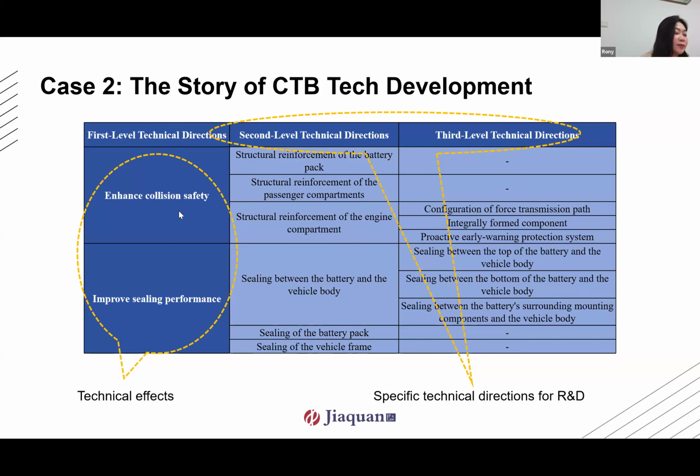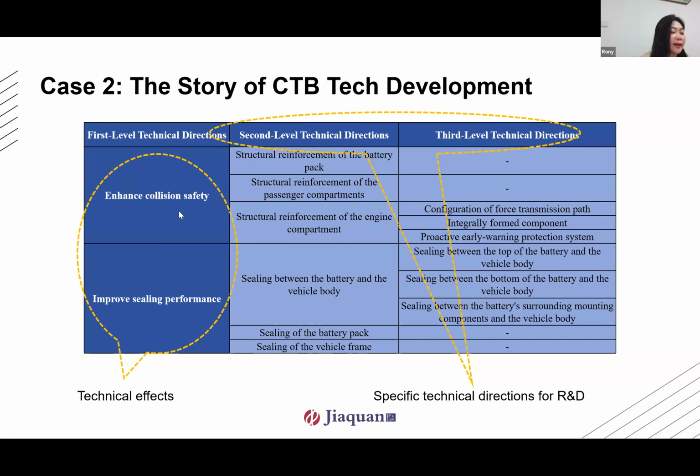In the actual process of decomposition and analysis, the technical directions involved increase level by level. Here I'm only showing a part of it to show how we can gradually obtain the distribution of the patents in this field and sort them out.